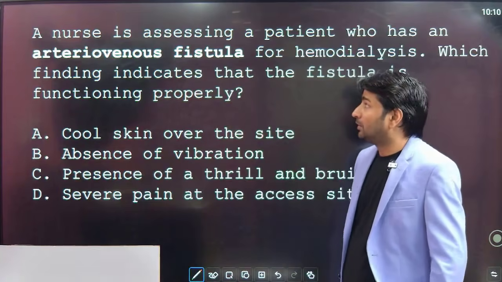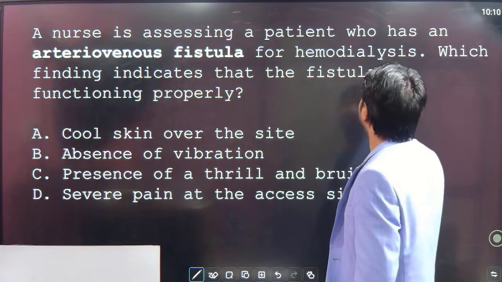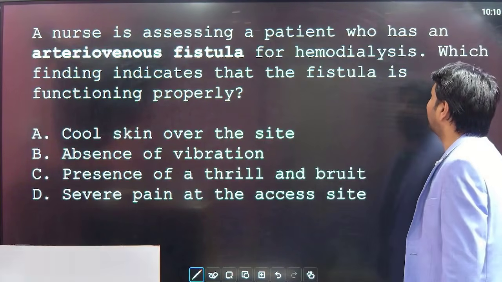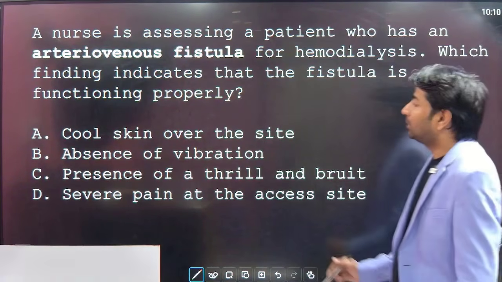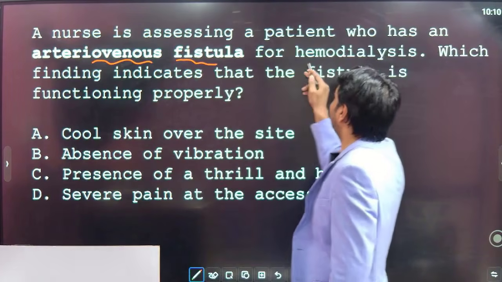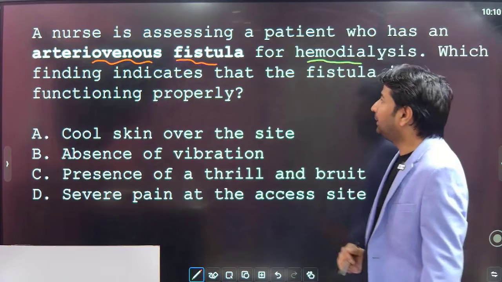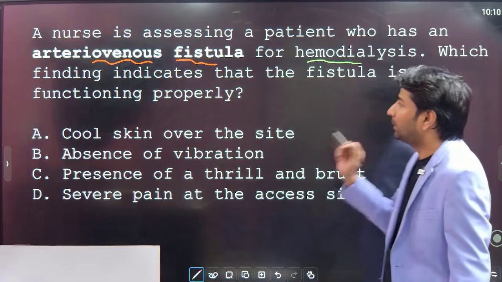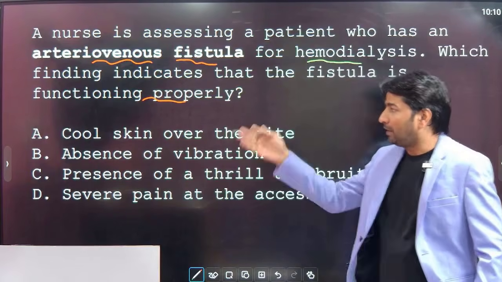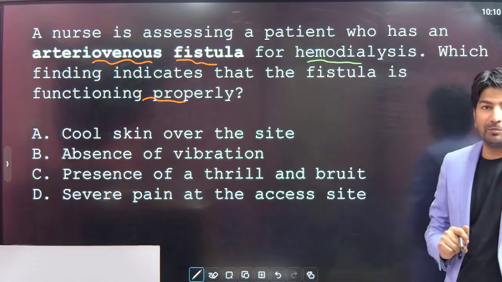Our first question is, a nurse is assessing a patient who has an arteriovenous fistula for hemodialysis, which finding indicates that the fistula is functioning properly. This means that we have created an arteriovenous fistula in the patient for dialysis. Which finding indicates that the fistula is functioning properly? This means we need to see which of these findings indicates that the AV fistula we created is working properly.